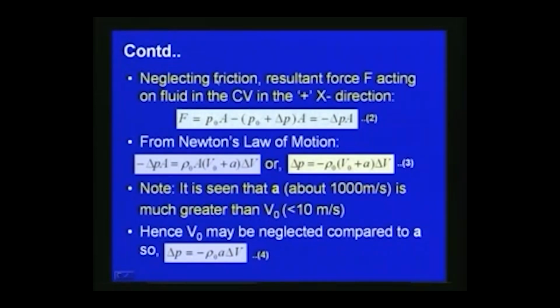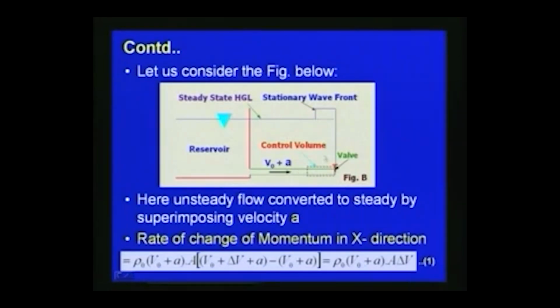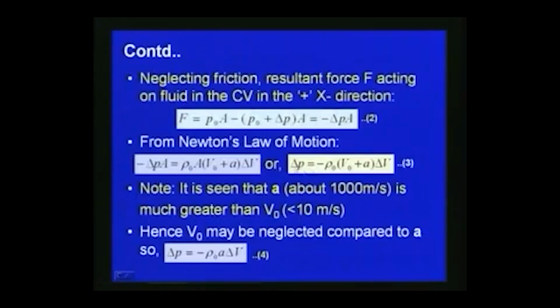Now if you neglect the friction, then the resultant force acting on the fluid in the control volume in the x direction, if we consider a control volume, the resultant force F acting on the fluid in the control volume in the positive x direction will be F equal to P0 into A minus P0 plus delta P into A.